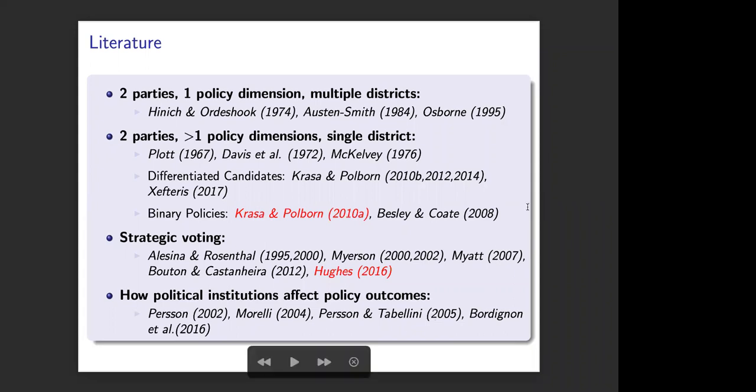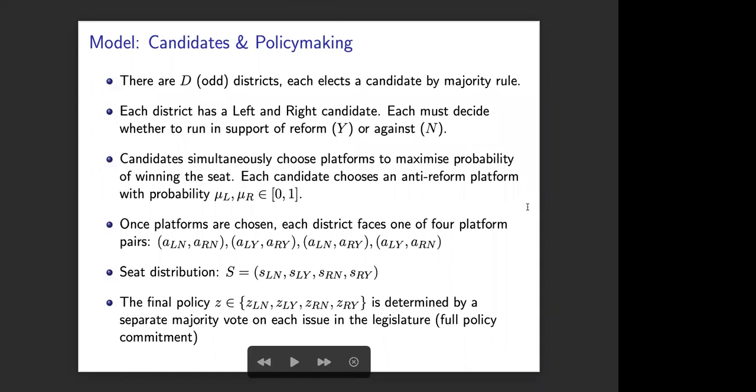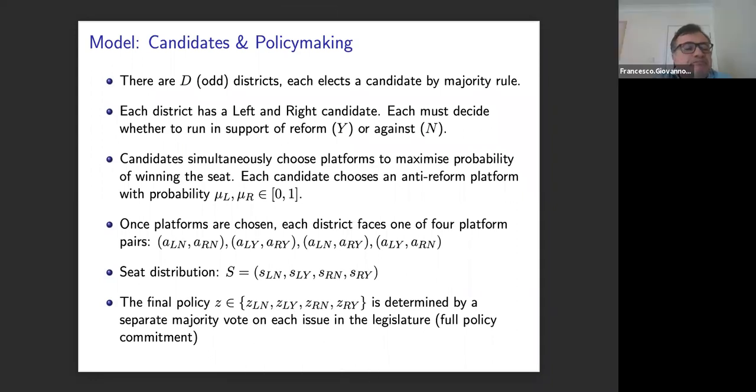Any questions at this point, or I'll move on to the model? No questions. All right, cool.